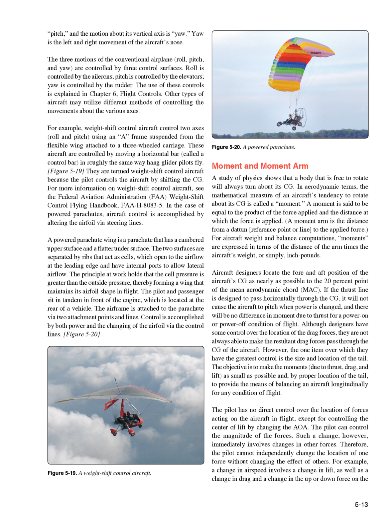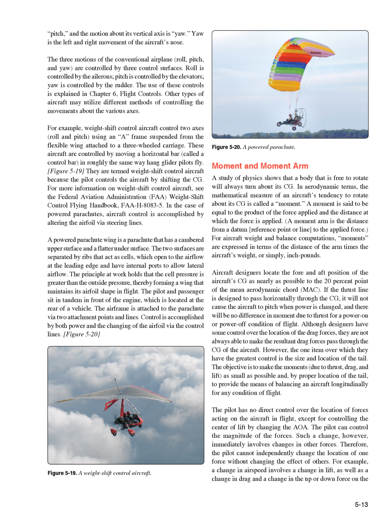For example, weight shift control aircraft control two axes, roll and pitch, using an A-frame suspended from the flexible wing attached to a three-wheeled carriage. These aircraft are controlled by moving a horizontal bar, called a control bar, in roughly the same way hang glider pilots fly. Figure 5.19. They are termed weight shift control aircraft because the pilot controls the aircraft by shifting the CG. For more information on weight shift control aircraft, see the Federal Aviation Administration (FAA) Weight Shift Control Flying Handbook, FAA-H-8083-5.